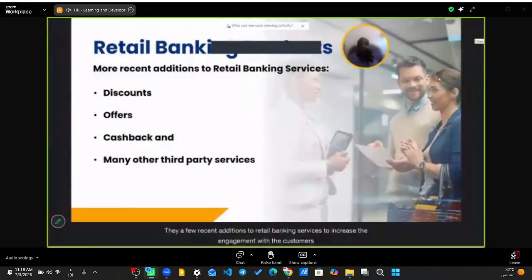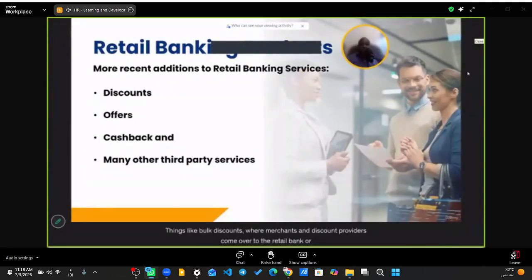There are a few recent additions to retail banking services to increase the engagement with the customers, and also increase engagement with partners and various merchants and other providers, as well as the retail banks. And we're just going to run through some of them here.